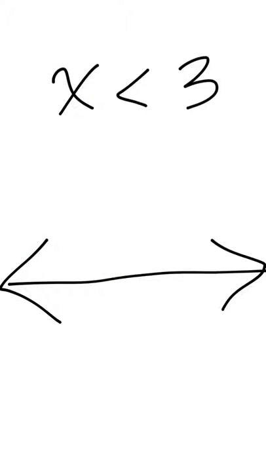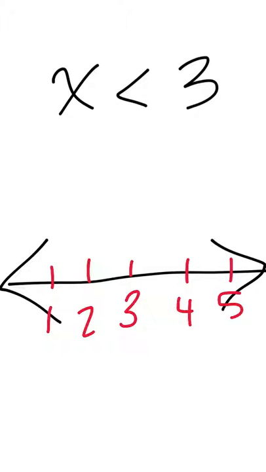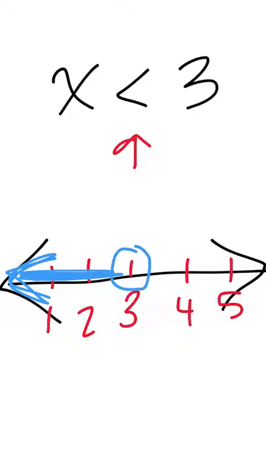So here's one where it's already solved and we just have to graph x is less than 3. So on our number line, we would put 3 and a few numbers bigger, a few numbers smaller. And since we have just less than for our sign, we're going to use an open circle on 3. And since x is less than 3, we would shade the numbers less than 3 on our number line.